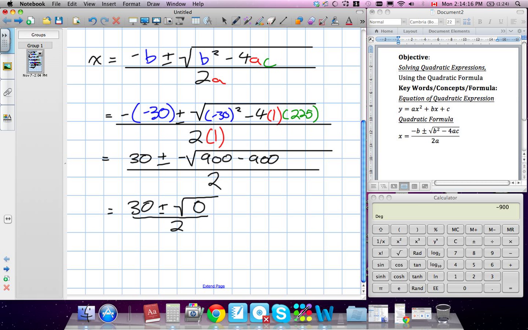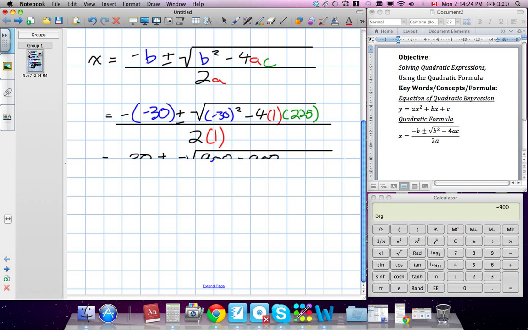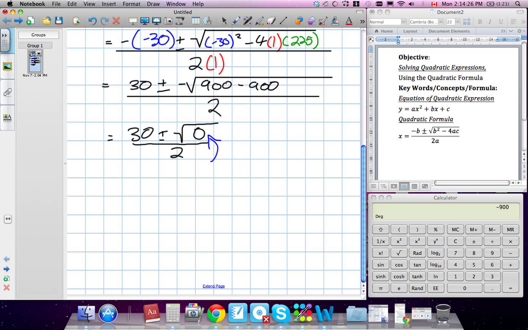Normally, because a square root has a positive and a negative answer, we now split this equation, and we'd be working with x is equal to 30 plus square root of 0 is 0 divided by 2, and we'd be working with x is equal to 30 minus square root of 0 is 0 over 2. If you notice, we're going to end up at the exact same answer. But normally, let's say we were dealing with, for example, the number 9, we'd be dealing with positive 3 as a square root and negative 3 as a square root.